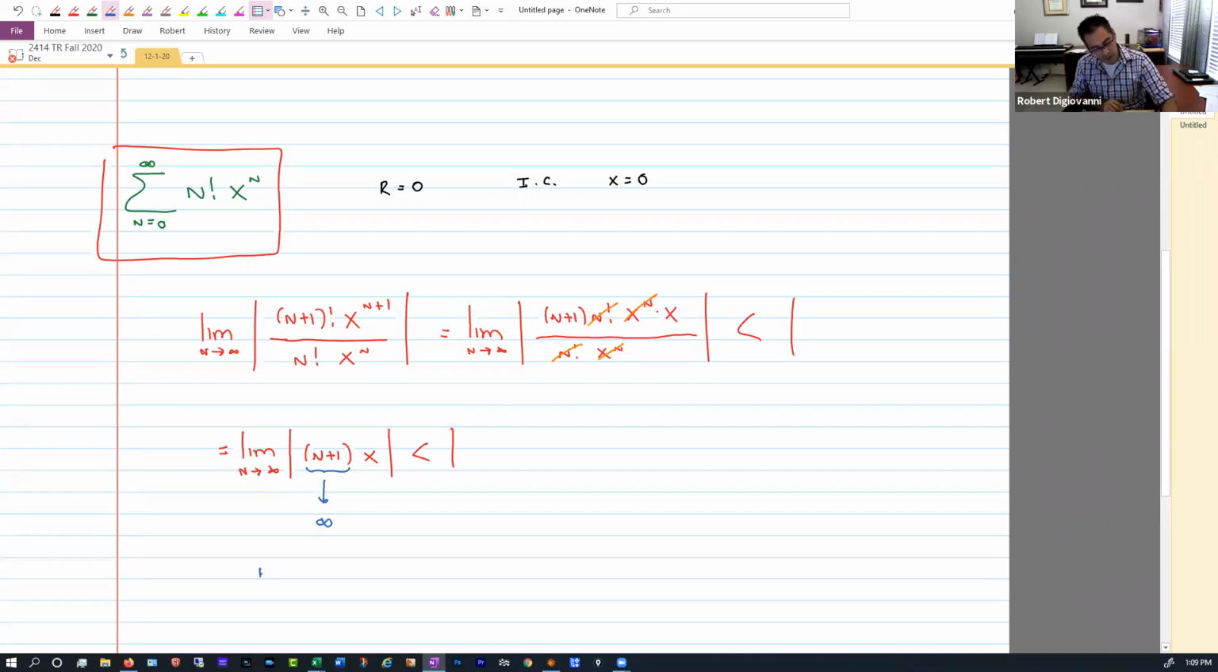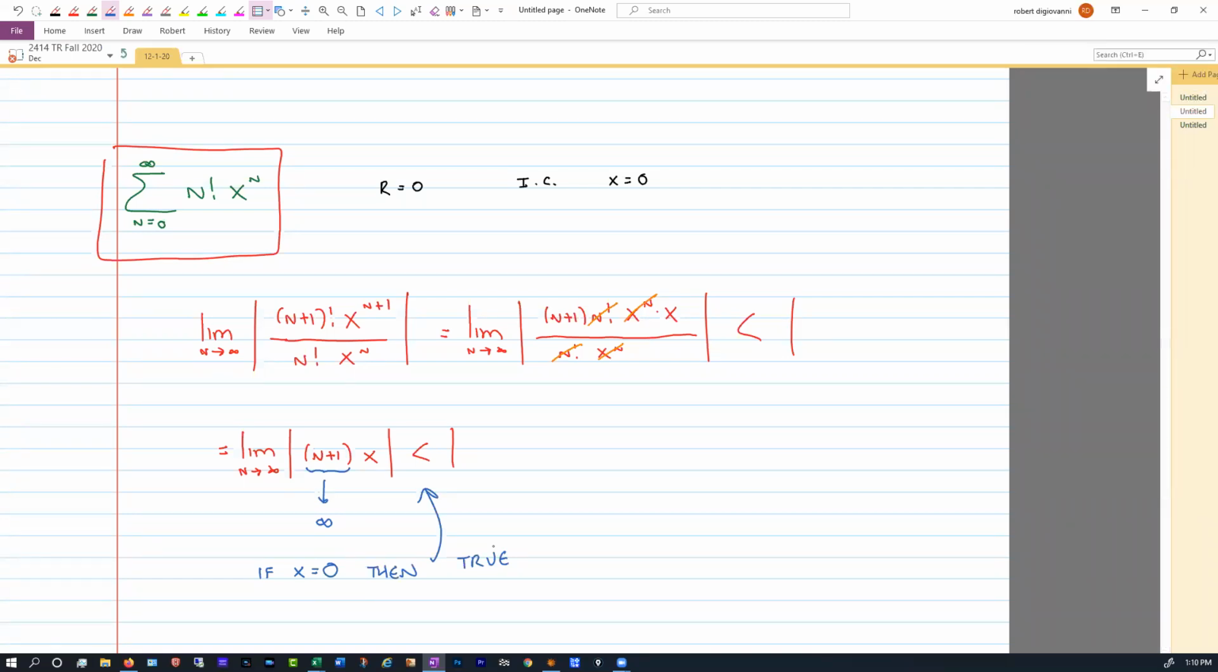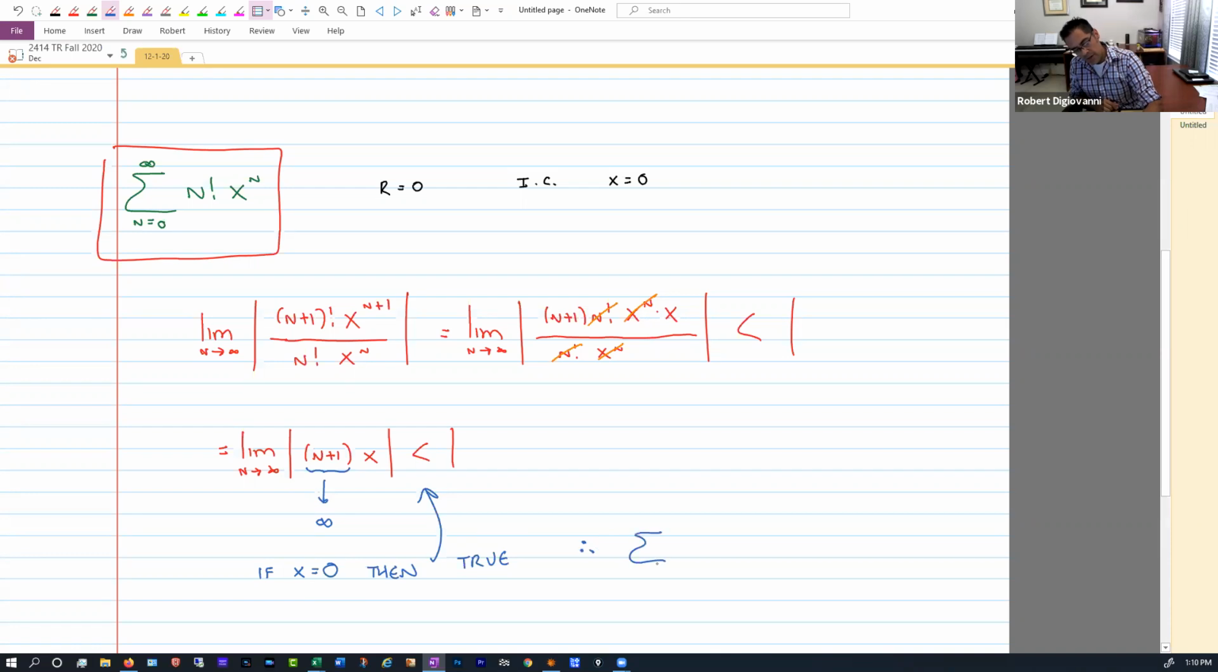So if x is 0, then of course this thing here is true, right? Which means we'd have convergence. That means therefore this series converges at x equals 0, which is a single point.